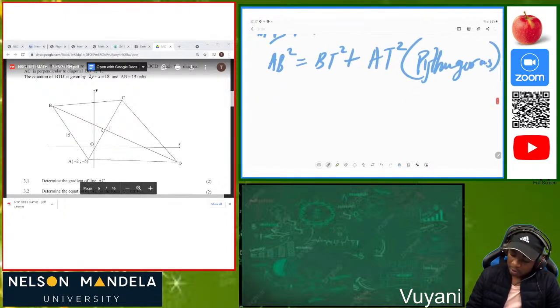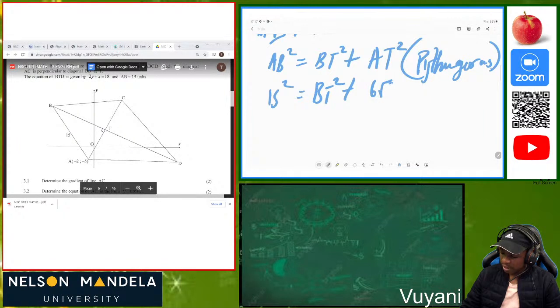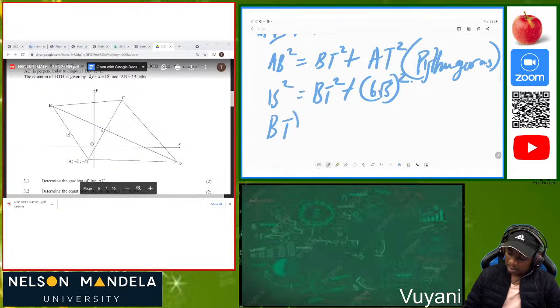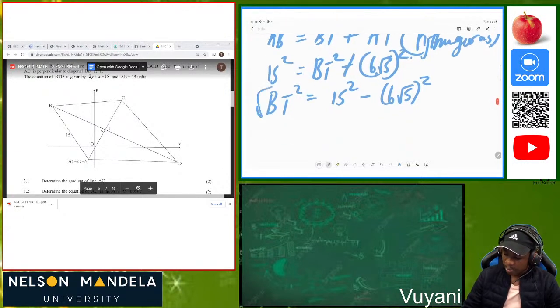So come on, let's go now. 15 squared is equal to BT squared plus, and we know that AT is 6 root 5 all squared. Now we make BT the subject of the formula. So BT squared will be equivalent to 15 squared, because we're going to transpose this one to the left hand side. So it's going to be 15 squared minus 6 root 5 all squared. Then we make BT the subject of the formula, not BT squared. So we square root both sides.